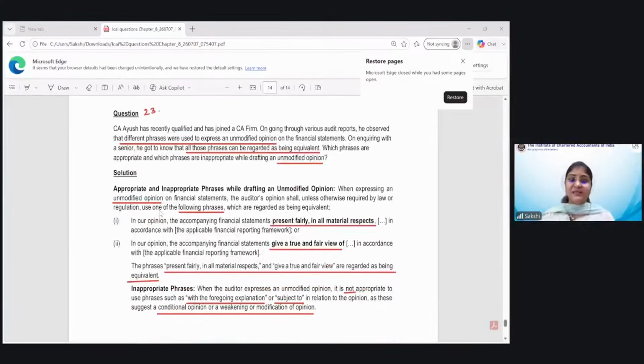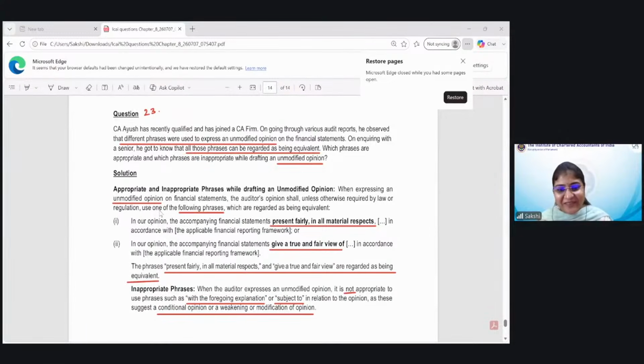All right. CA Ayush has recently qualified and joined a CA firm. On going through various audit reports, he observed that different phrases were used to express an unmodified opinion on the financial statements. On inquiring with the senior, he got to know that all those phrases can be regarded as being equivalent. Which phrases are appropriate and which phrases are inappropriate while drafting an unmodified opinion?